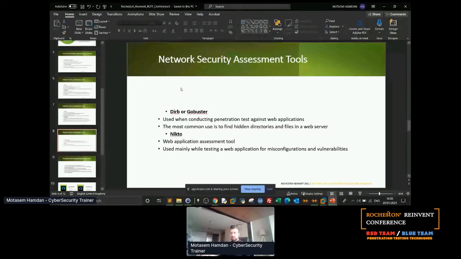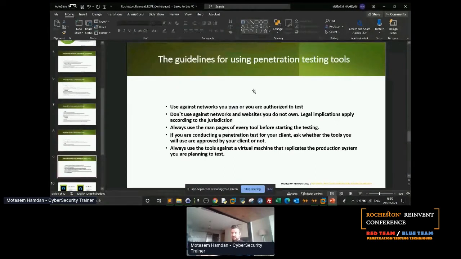Now, lastly, most importantly, guys, the guidelines for using penetration testing tools. Pen testing tools are not to be used whenever we would like. They have some guidelines you have to stick to. The first one: we have to make sure that the tools we are using for the purpose of pen testing or vulnerability assessments are used against systems we own.